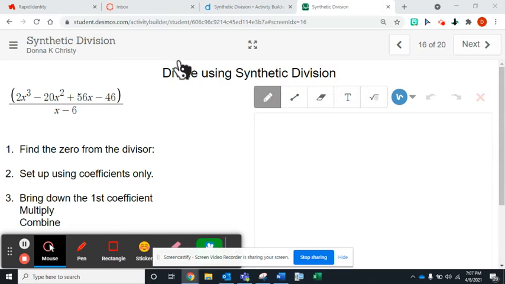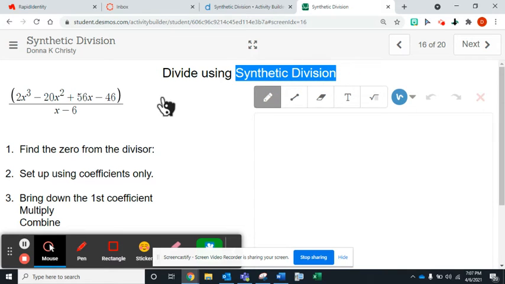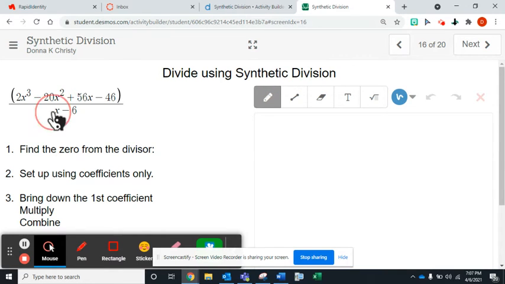All right, so here we go. In order to divide polynomials, and we're talking here about a cubic polynomial divided by a binomial, this is the only time you can use synthetic division. Synthetic division can only be used if this is a binomial down here, and we're going to use this with a coefficient of 1. Okay, so remember how we start out.